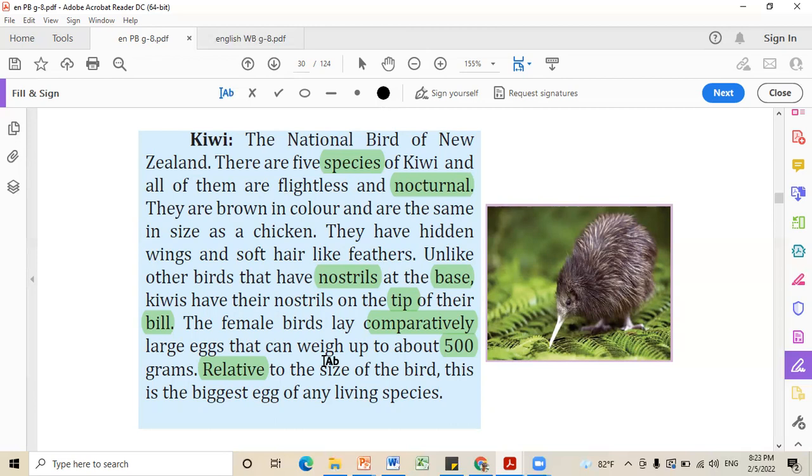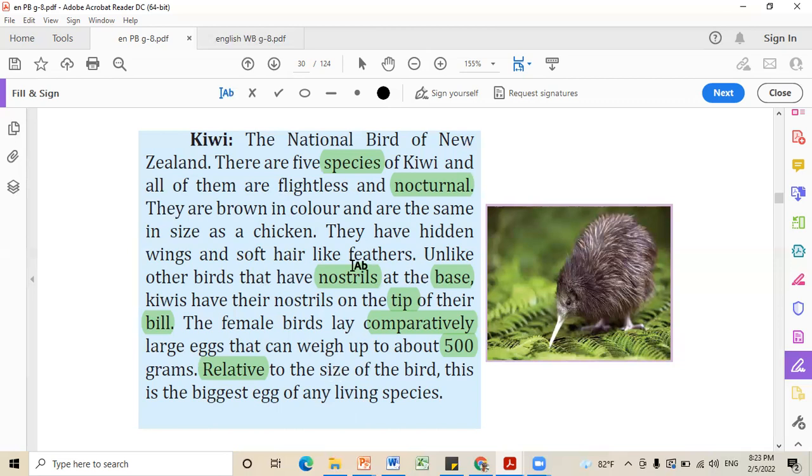Yes. The female birds lay comparatively large eggs that can weigh up to about 500 grams. Yes, exactly. So we cannot say it is a physical feature. It is other information about them. So the female birds lay comparatively large eggs and they weigh up to about 500 grams, right?